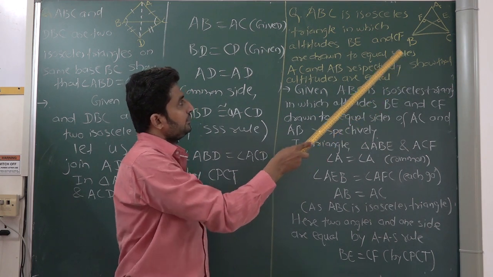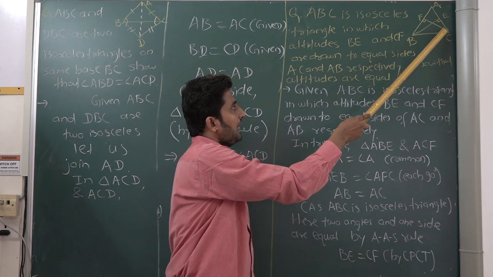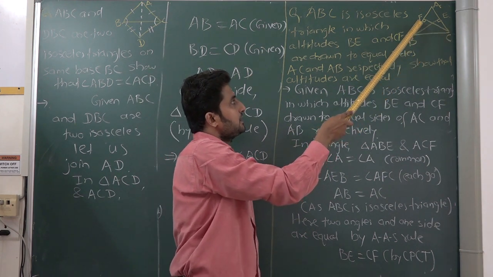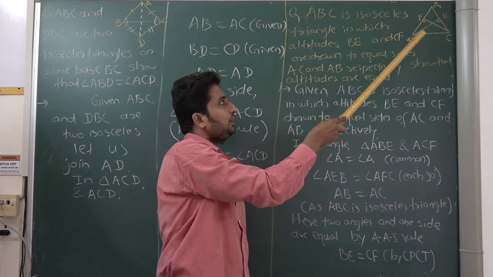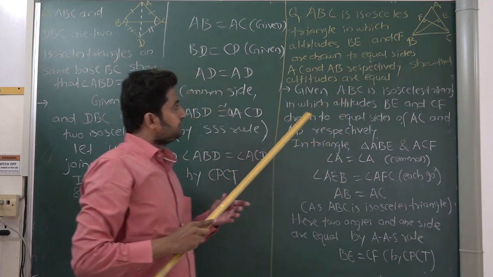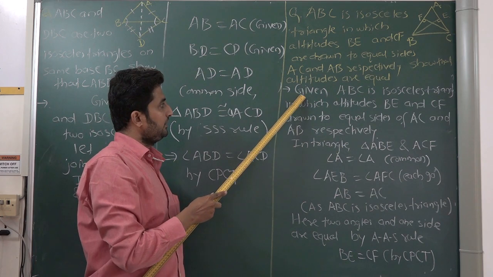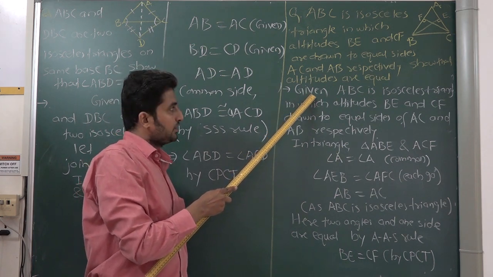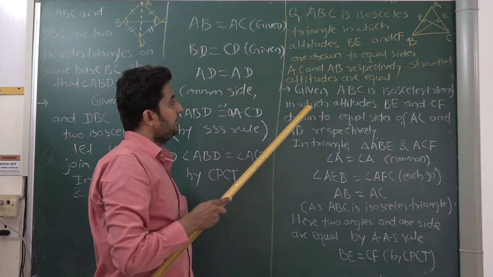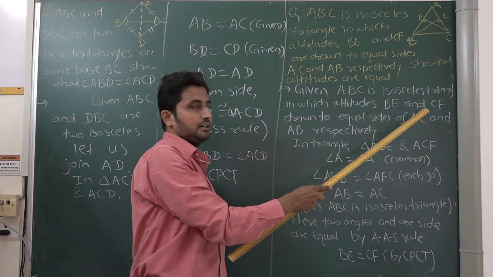And we will show that these altitudes, what are the altitudes here? BE and CF. This is the first altitude and this is the second altitude. We are asked to show these two altitudes are equal. Now we will see this. Now here it is given. What is given? ABC is an isosceles triangle. Then altitudes BE and CF.